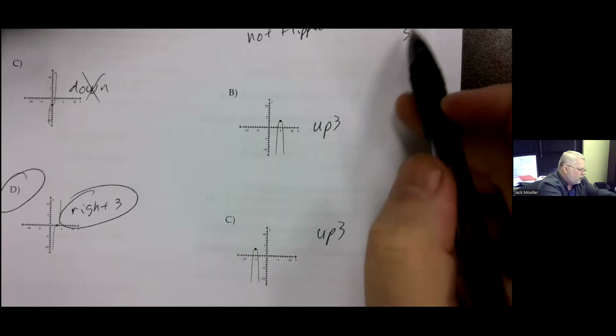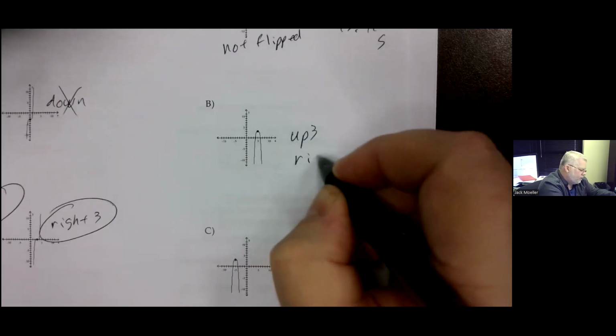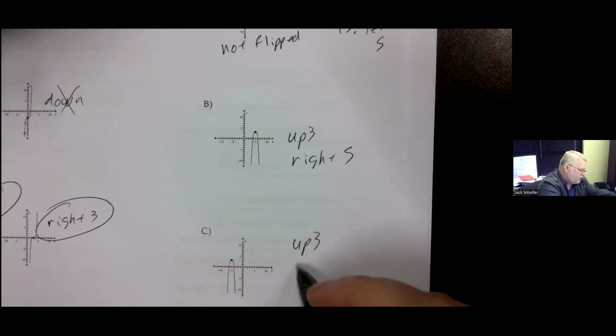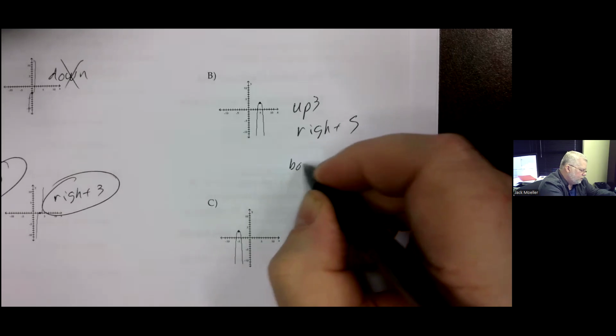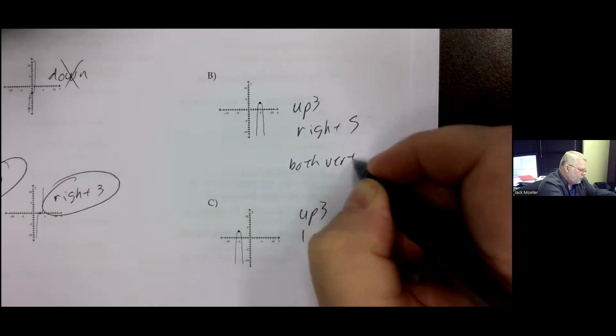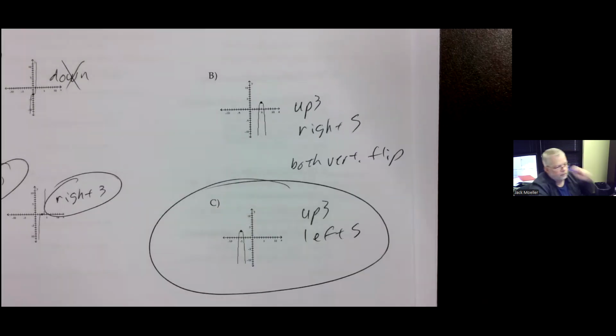That doesn't help. Now we need left 5. Well, that one's been moved right 5. That one's been moved left 5. And they have both been vertical flipped. But now they're downward parabolas. All right, so C will be our answer.